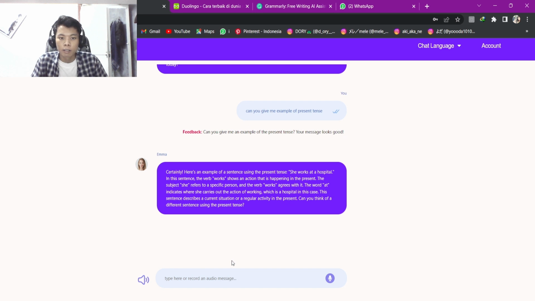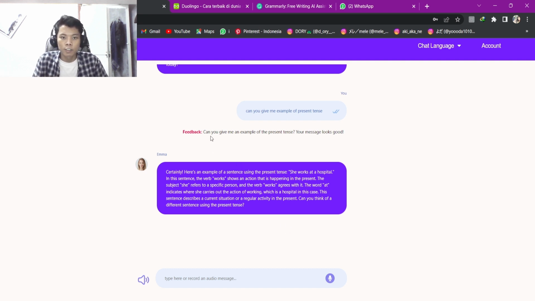Certainly. Here's an example of a sentence using the present tense. She works at a hospital. In this example sentence, the verb works shows an action that is happening in the present. The subject, she, refers to a specific person, and the verb, works, agrees with it. The word at indicates where she carries out the action of working, which is a hospital in this case. This sentence describes a current situation or a regular activity in the present. Can you think of a different sentence using the present tense? See, that is the answer of the AI.